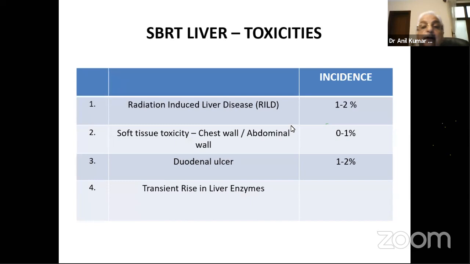However, we should be careful about the liver toxicities. Radiation-induced liver disease is often talked about, but if we take a lot of precautions and respect whatever constraints we have discussed, then it is very low, less than 2%. Soft tissue chest wall toxicity, if you don't respect the tolerance, is sometimes 1%. Duodenal ulcer, I was describing that the duodenum sometimes comes very close to your left lobe or caudate lobe tumors, and therefore stomach and duodenum tolerance should be respected.